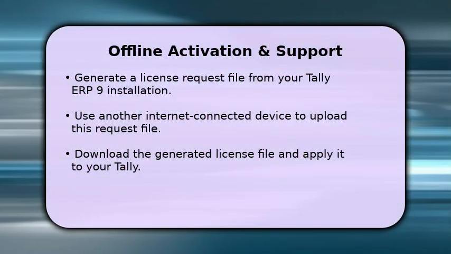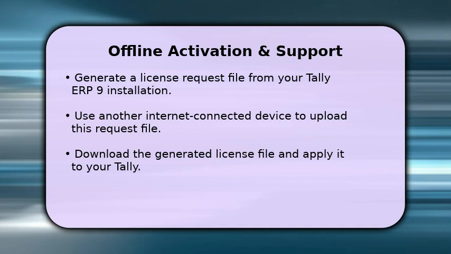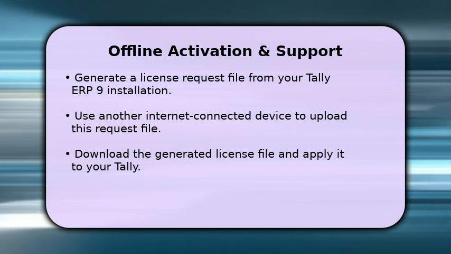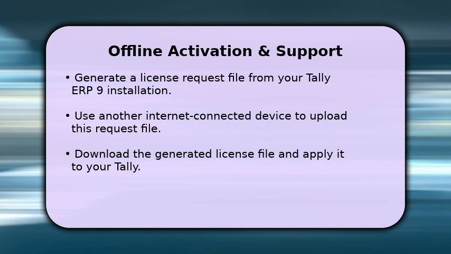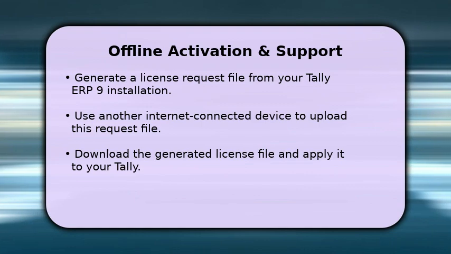If you lack an internet connection on your Tally ERP 9 machine, you can perform an offline activation. This involves generating a license request file from your Tally installation. Then, transfer this file to another computer with internet access, upload it to the Tally website, and download the resulting license file. Finally, apply this downloaded file back to your Tally ERP 9. For any difficulties, Tally Solutions customer support is available to help you.